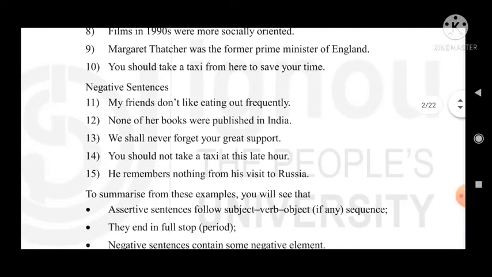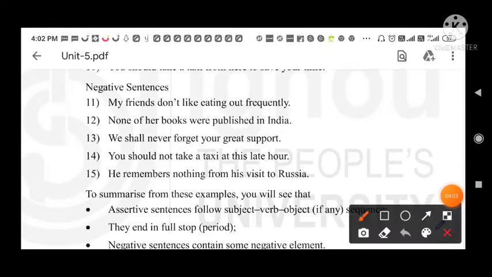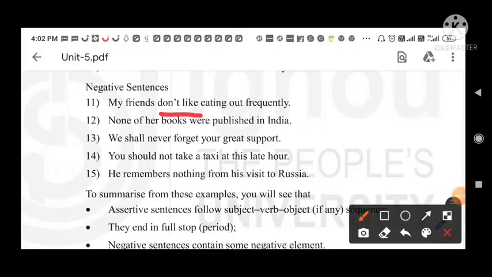Then come to some negative sentences. My friends don't like eating out frequently. Here in the negative sense we use don't. Then, none of our books were published in India. Here the negative sense none is used. Then, we shall never forget your great support. Never. You should not take a taxi at this late hour. You should not. Then, he remembers nothing from his visit to Russia. Remembers nothing.